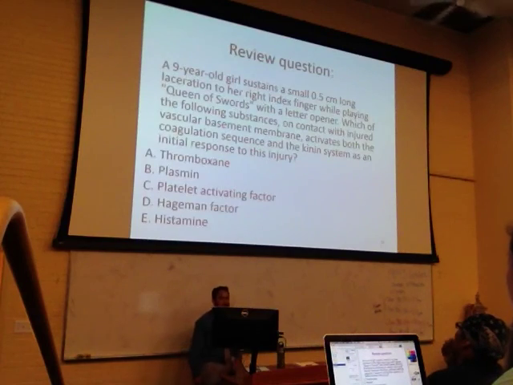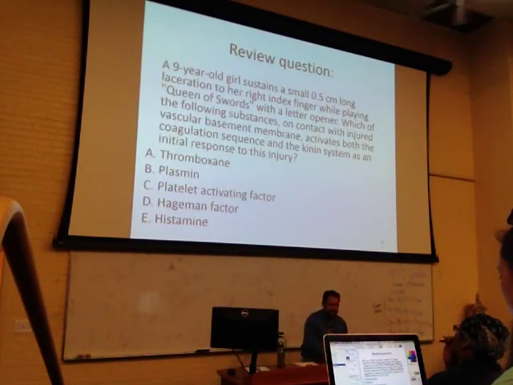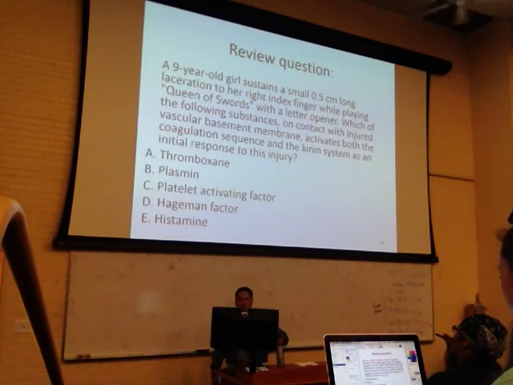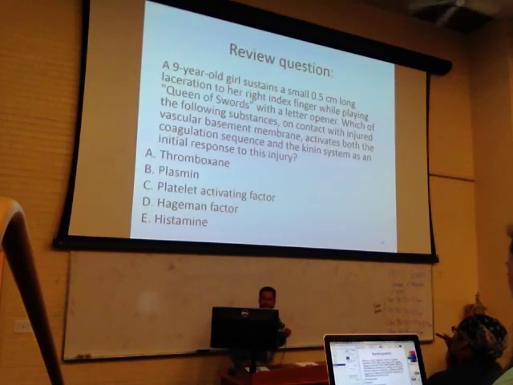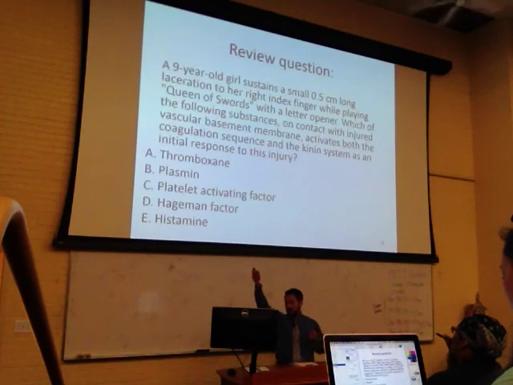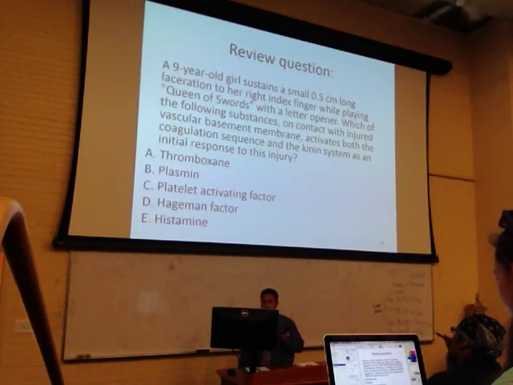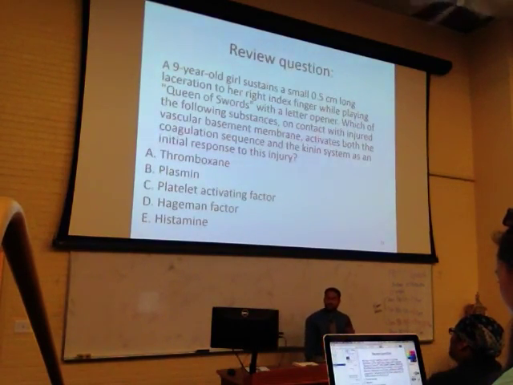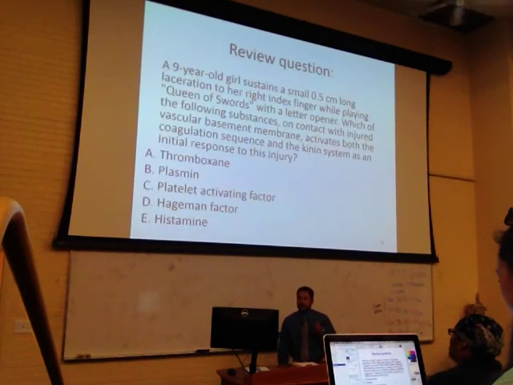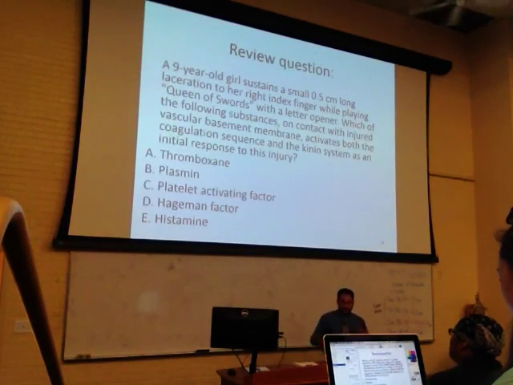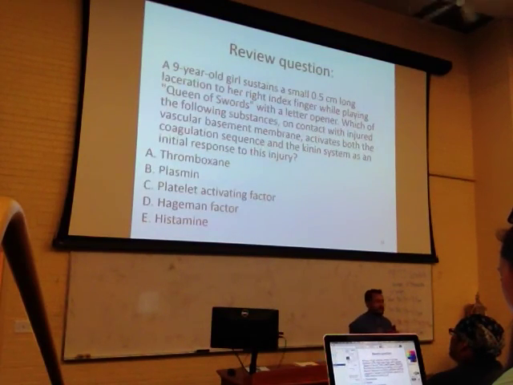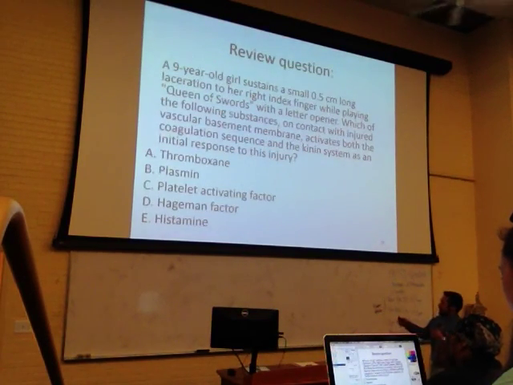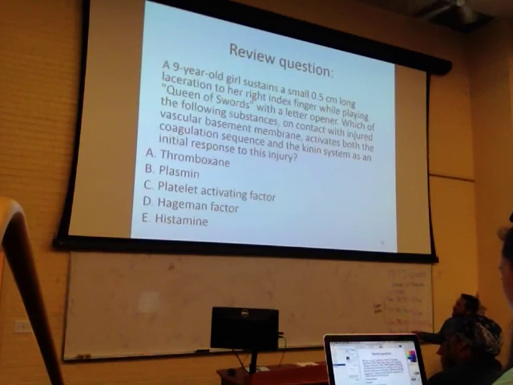Okay, here's our last review question, and I'll let you guys go. A 9-year-old girl sustains a small 0.5 centimeter long laceration to her right index finger while playing Queen of Swords with a letter opener. Okay, this has actually happened. Which of the following substances on contact with the injured vascular basement membrane activates both the coagulation sequence and the kinin system simultaneously, as an initial response to this injury? Thromboxane, plasmin, platelet activating factor, Hageman factor, histamine.